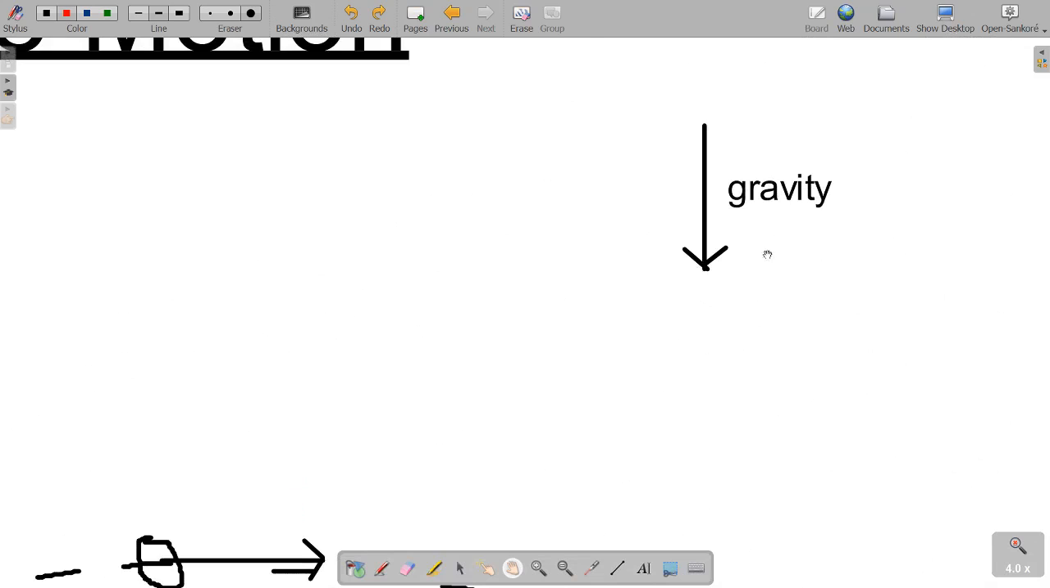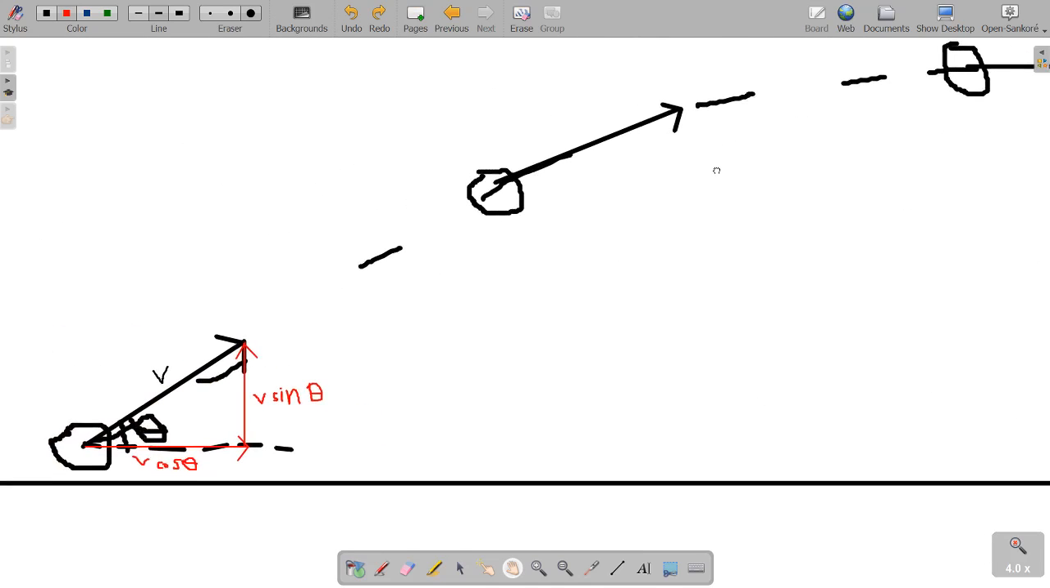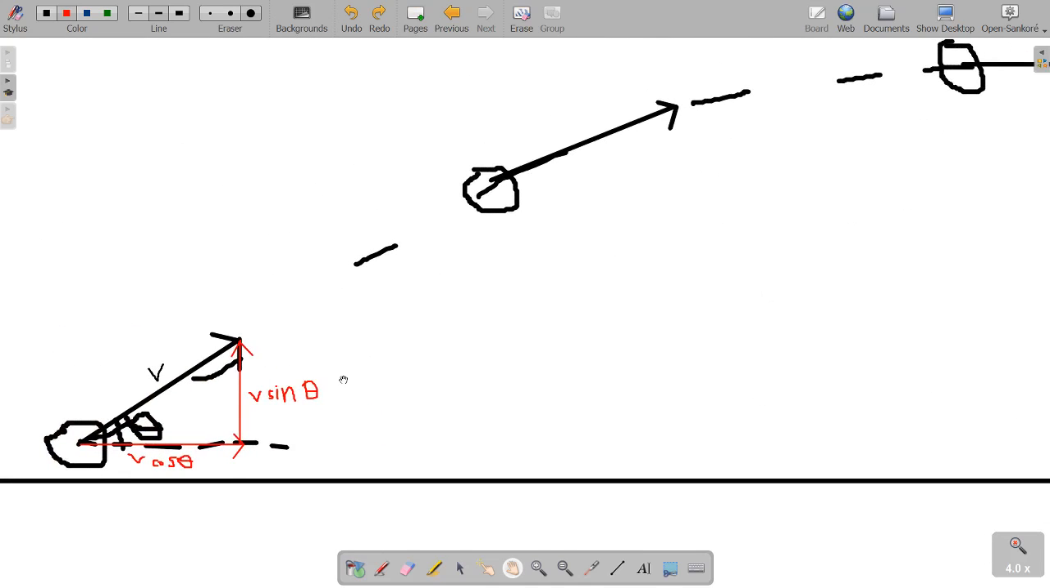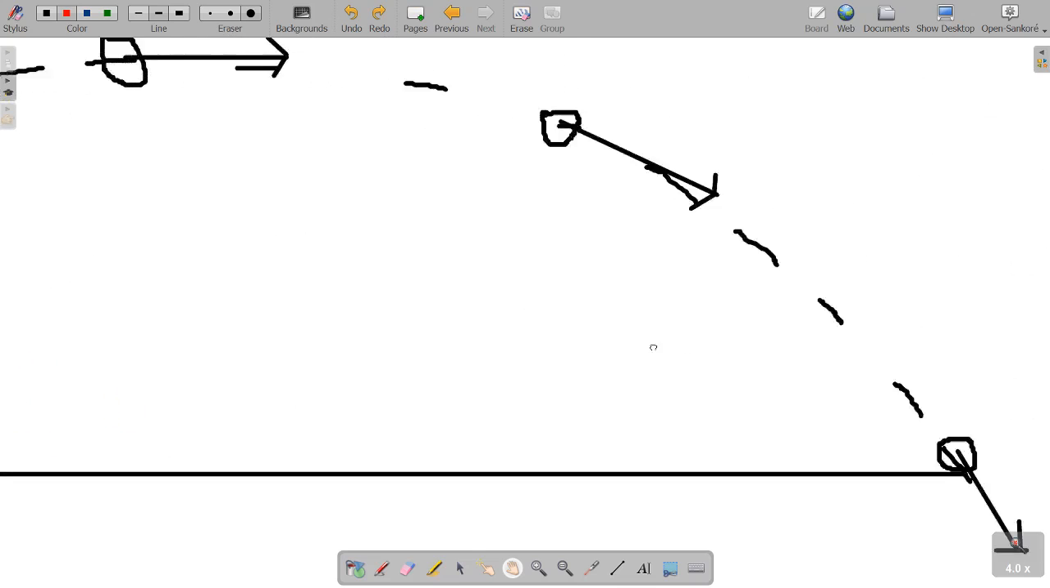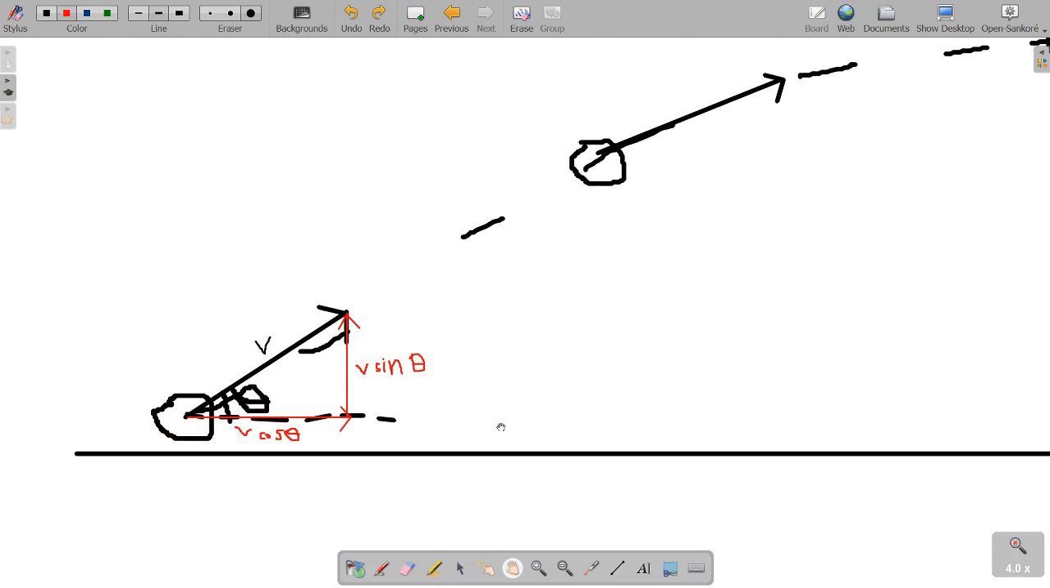The only external force that we are considering is gravity. Gravity is acting in the vertical direction. So the horizontal component is not affected all the way through the motion. The vertical component is, because gravity is a downward acceleration of 10 meters per second square.